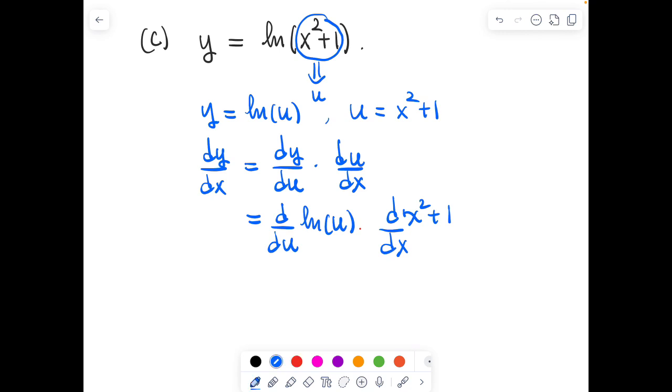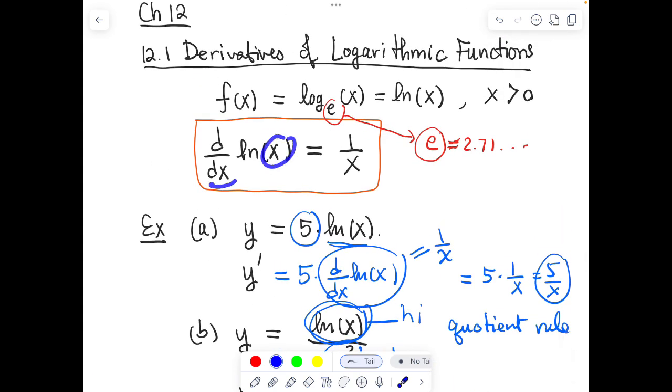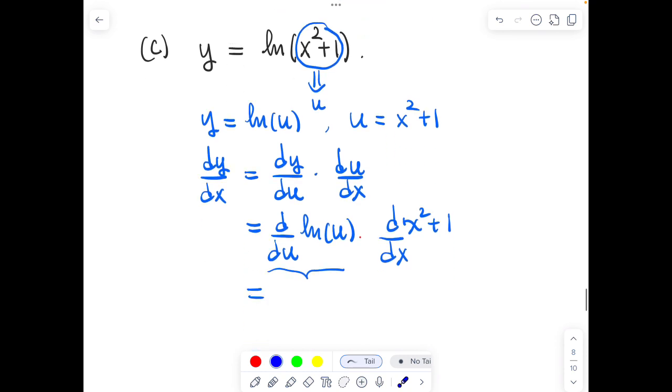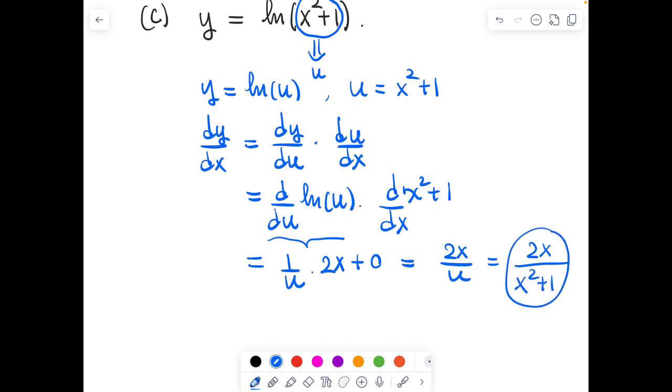So for the first derivative, differentiate ln of u with respect to u. We can use the formula that we just studied, so instead of x, we have u. If we differentiate, you get 1 over u. And then for the second derivative, you differentiate x squared, you get 2x. Differentiate 1, you get 0. So you get 2x over u. And last step, you can change u in terms of x, where u is equal to x squared plus 1. Okay, that would be the answer.